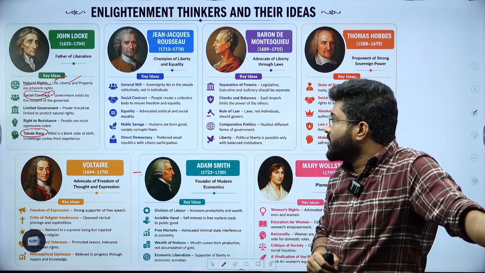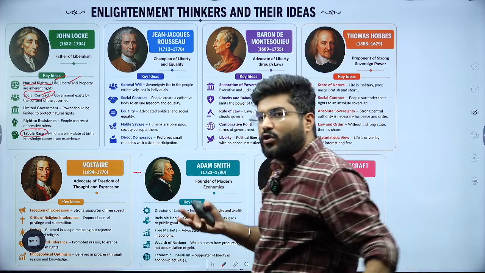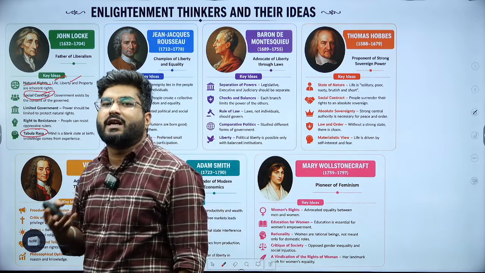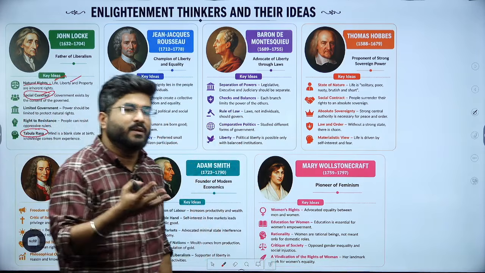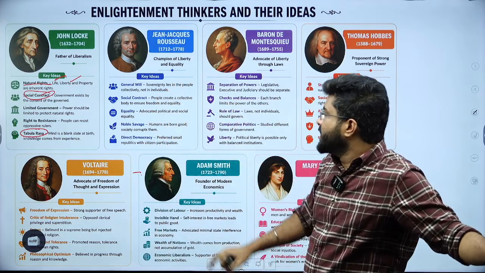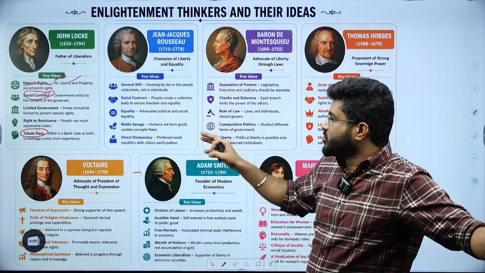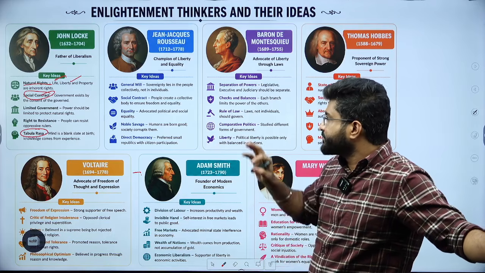Then comes your Rousseau. Rousseau talks about general will. That sovereignty, the rule of government should be on the basis of collectivity, should be on the basis of will of the people, not on the will of only a few sections of the society. So sovereignty lies in the people's collectivity, not in individuals. He also supports social contract.